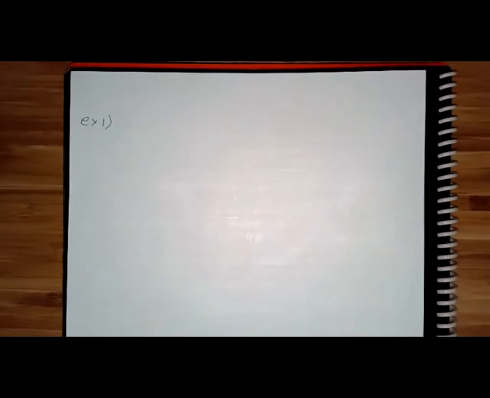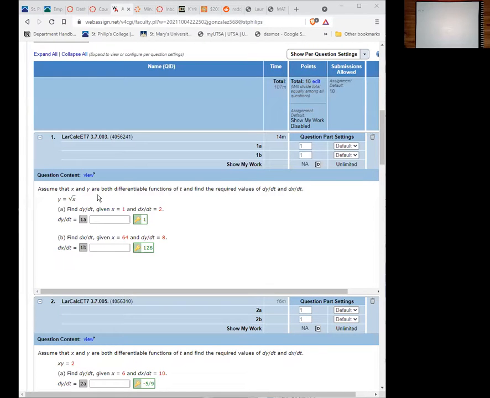Let me show you the question for number 1. We'll do number 1 and number 2 to start slow here. So assume that x and y are both differentiable functions of t and find the required values of dy/dt and dx/dt. So we've got to take the derivative of this guy, but with respect to time t.